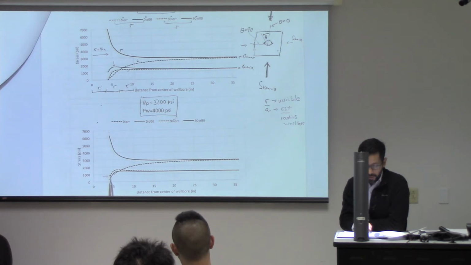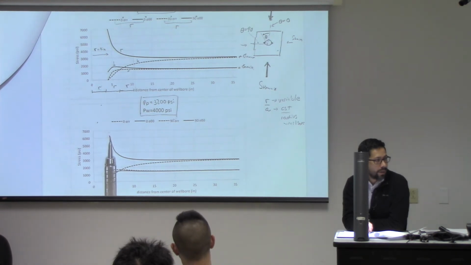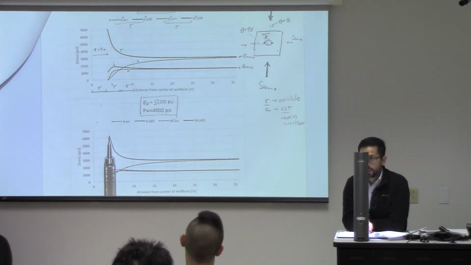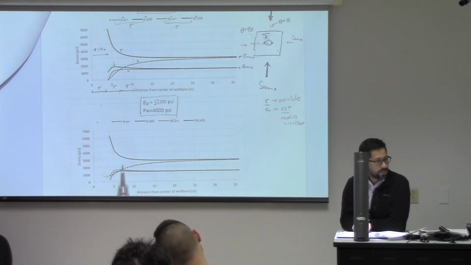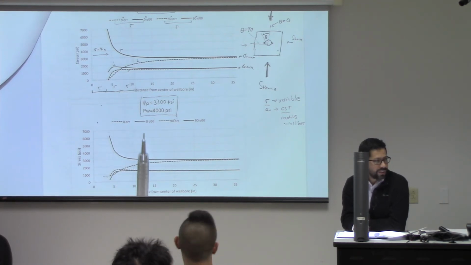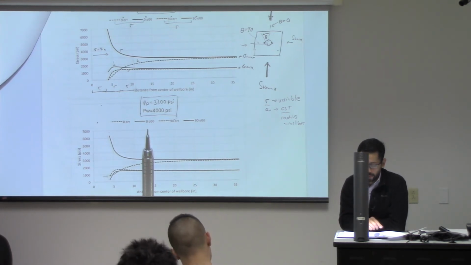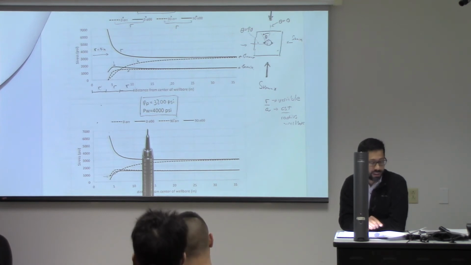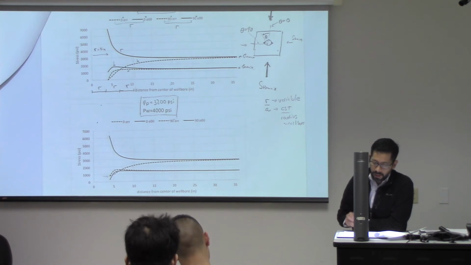Compared to the case before, also the hoop stress, before it was 7,000, now it is less, also because of the radial stress support. In both cases, after about 3 radii, the stresses are almost the same as in the far field. So the wellbore doesn't have much of an effect further away from that.